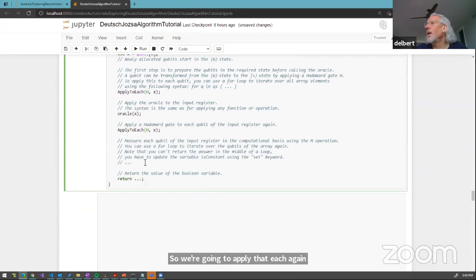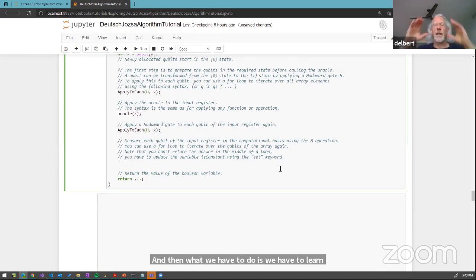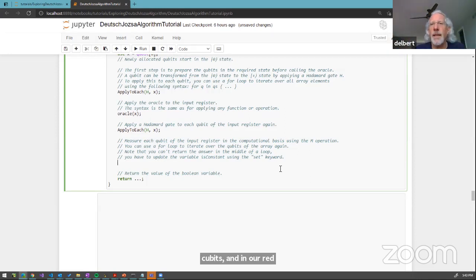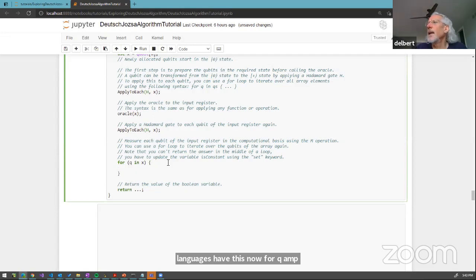And then we have to loop through the qubits in our register, and measure each one and test it. So we're going to say for, and this is just like many languages have this now, for q in X. And then we're going to say if, and now we need to measure. So that's the M operation, right? Just like we did before.